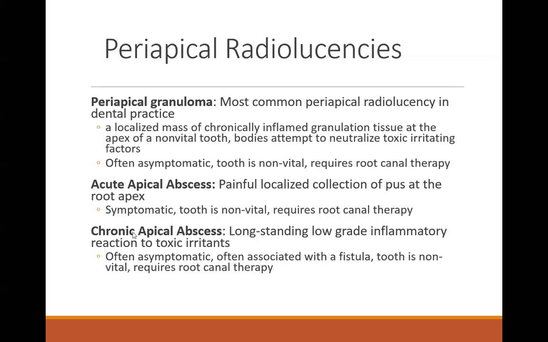Okay, I'm just going to start back at chronic apical abscess: a long-standing, low-grade inflammatory reaction to toxic irritants. Often it can be asymptomatic, often associated with a fistula. Basically it's almost like a pimple that appears on the tissue close to the apex. It's like a pressure relief valve where the pus will drain. So that's the fistula. The tooth is often non-vital and requires the same therapy.